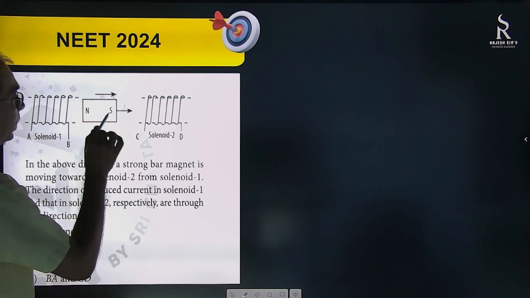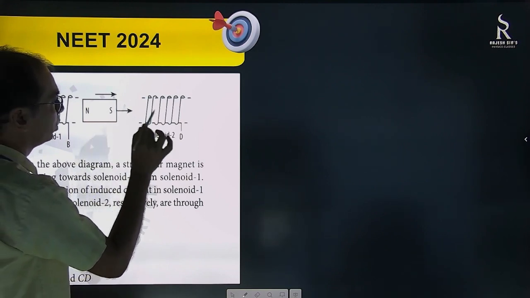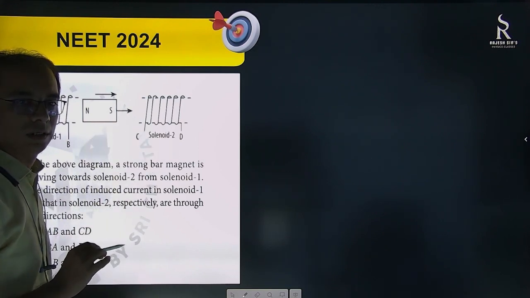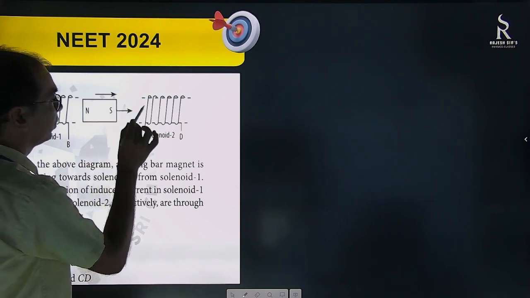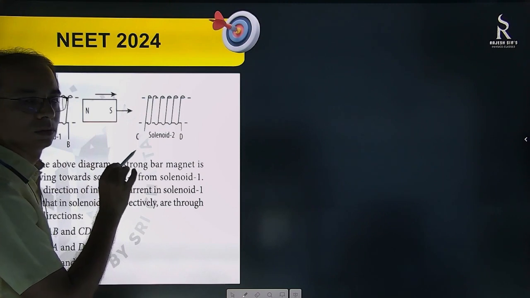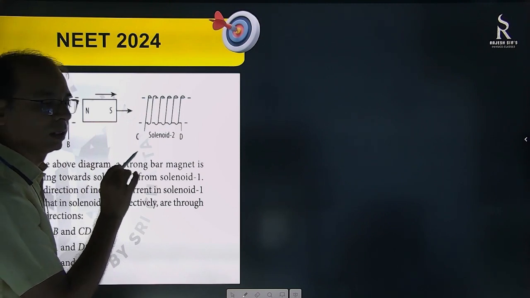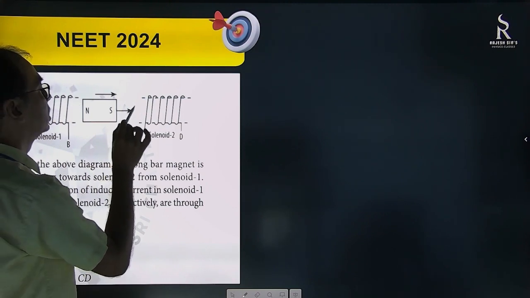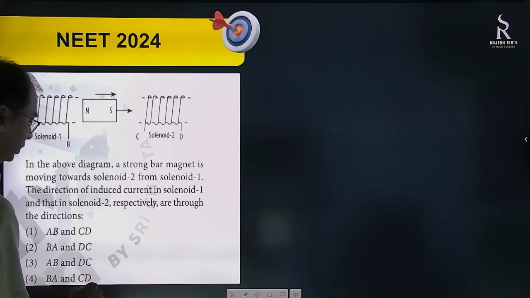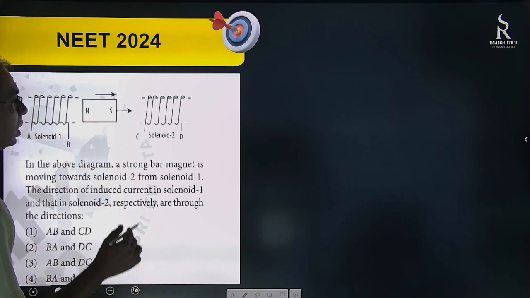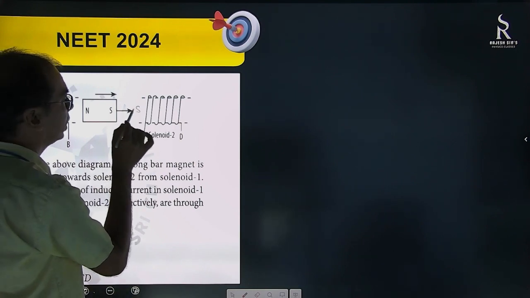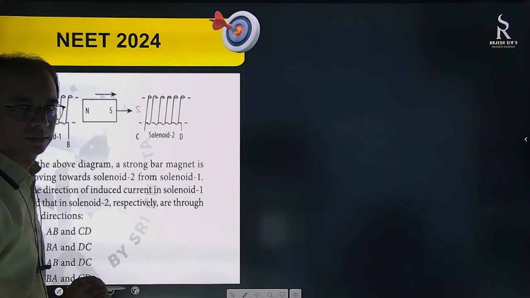Alright. So what we know is, as this magnet is going towards this solenoid, its magnetic flux is changing. The magnetic flux through this solenoid is increasing. So what will happen? It will oppose it. It is going to produce which pole here? South pole. Here south pole will develop, so that it can repel or oppose this.